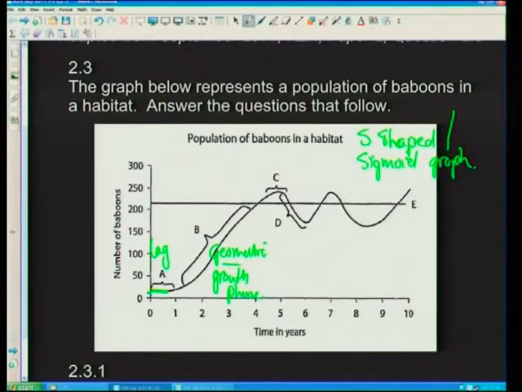Then it starts to even out a bit, and we have the equilibrium phase, which means your death rate and your birth rate are equal. Remember, when your birth rate is higher than your death rate, you have a population increase. When the birth rate is less than the death rate, so there's more death, the population will decrease.